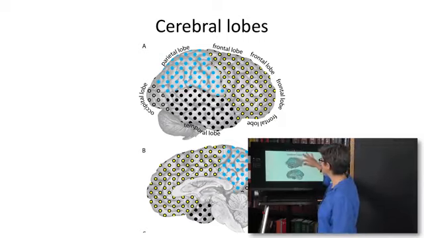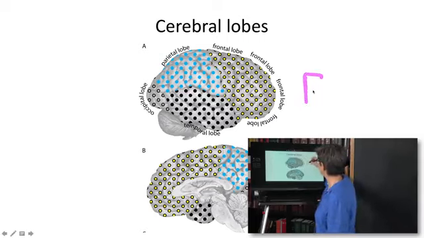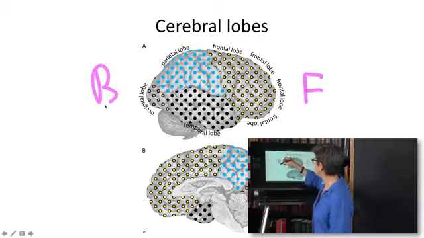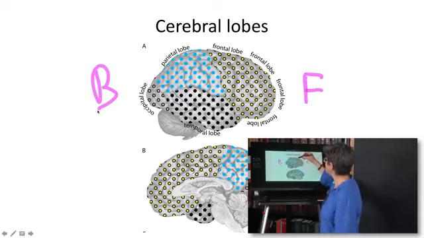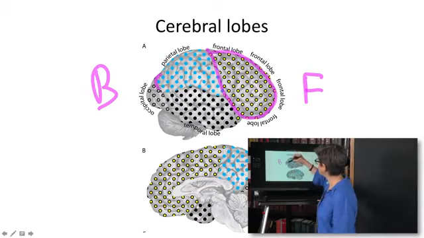Just to make sure that you're oriented, this is the front, this is the back for this picture. So this here is the frontal lobe. This is the parietal lobe, and this is the temporal lobe. Back here is the occipital lobe.